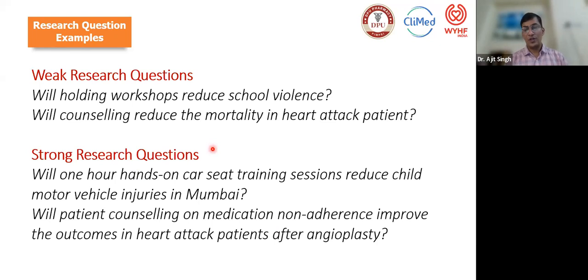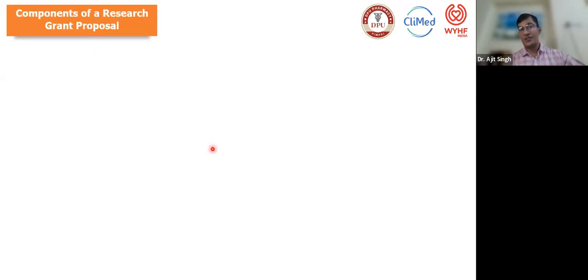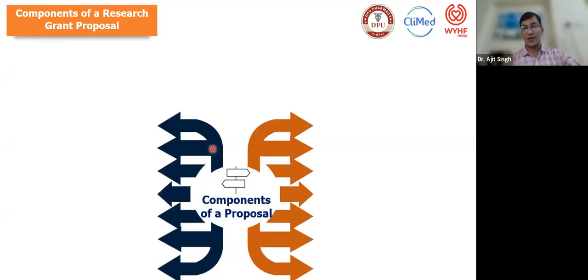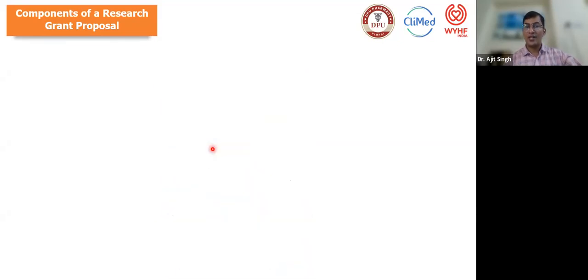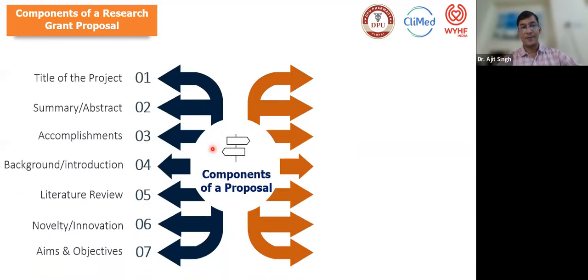Now look into the next part. Components of a research grant proposal, a very important part. Now we understand what the purpose of research grants is, how to find out the research question, and what parameters it should go through. Then we have the research question, how to write, how to make up the proposal on this, and what should be the components of a research grant proposal. So let's go for this.